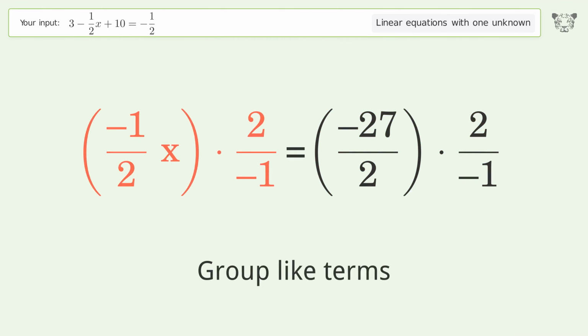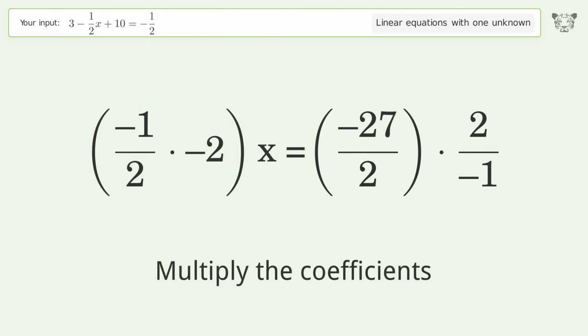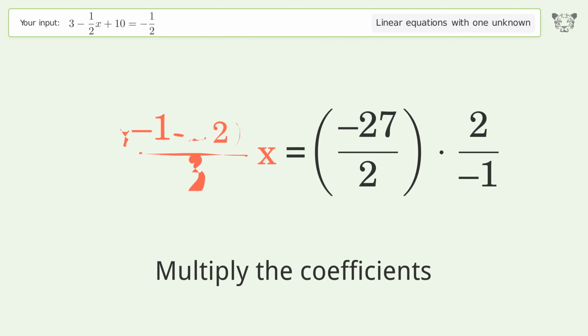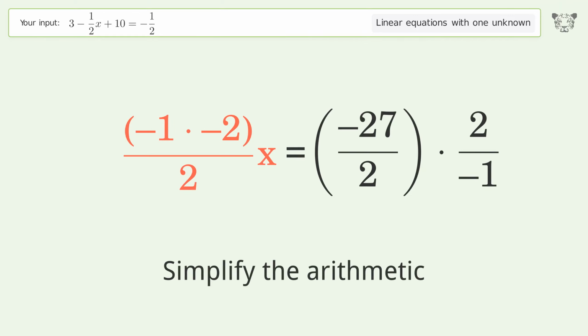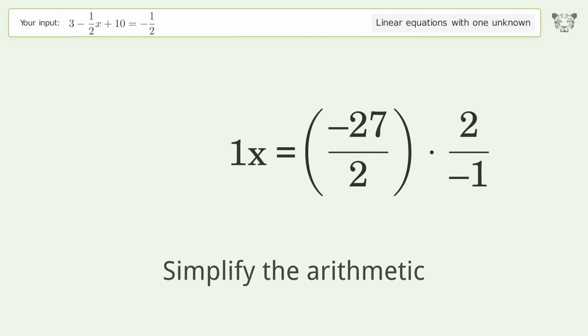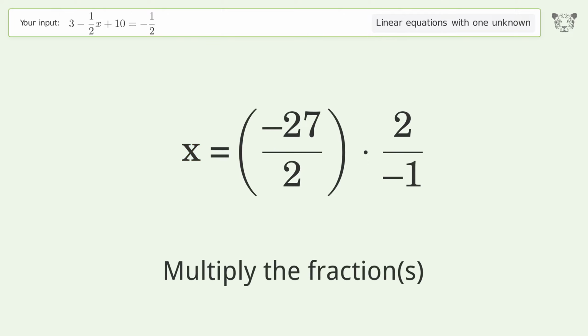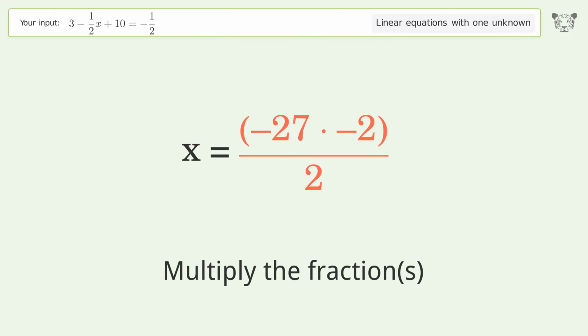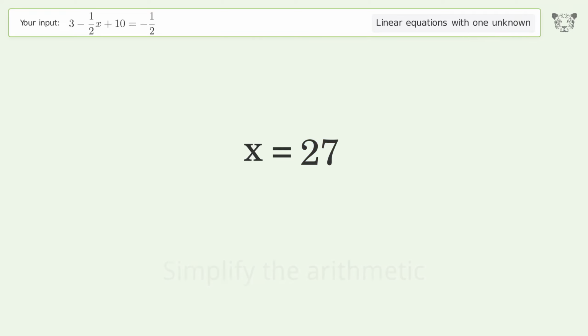Group like terms. Multiply the coefficients. Simplify the arithmetic. Multiply the fractions. Simplify the arithmetic. And so the final result is x equals 27.